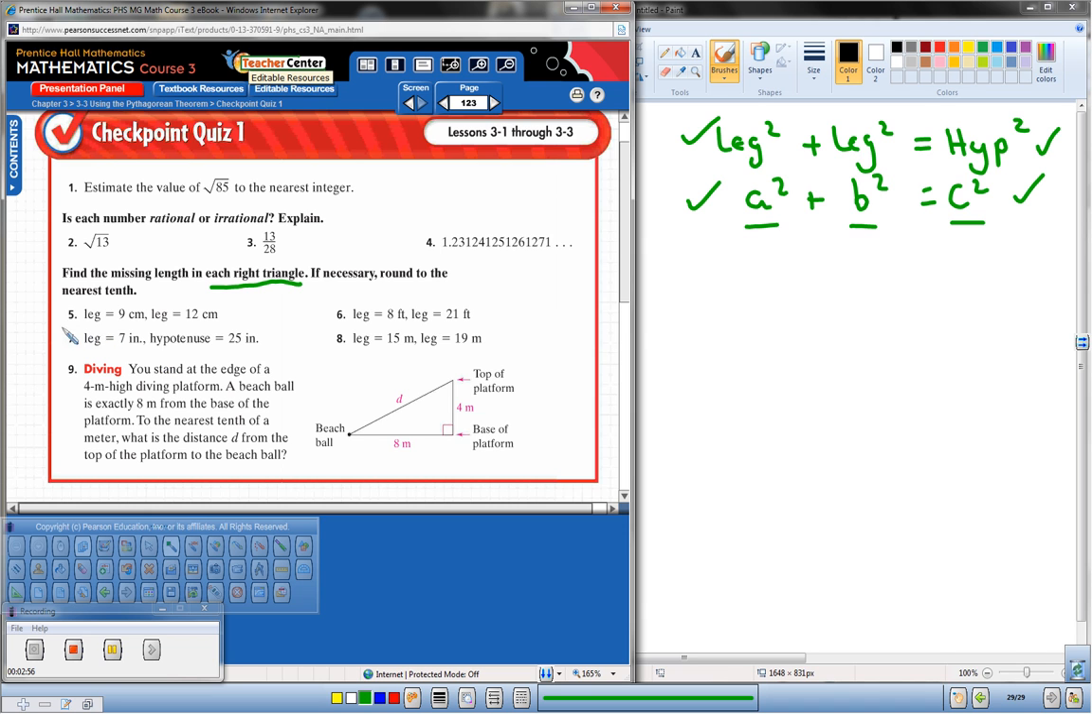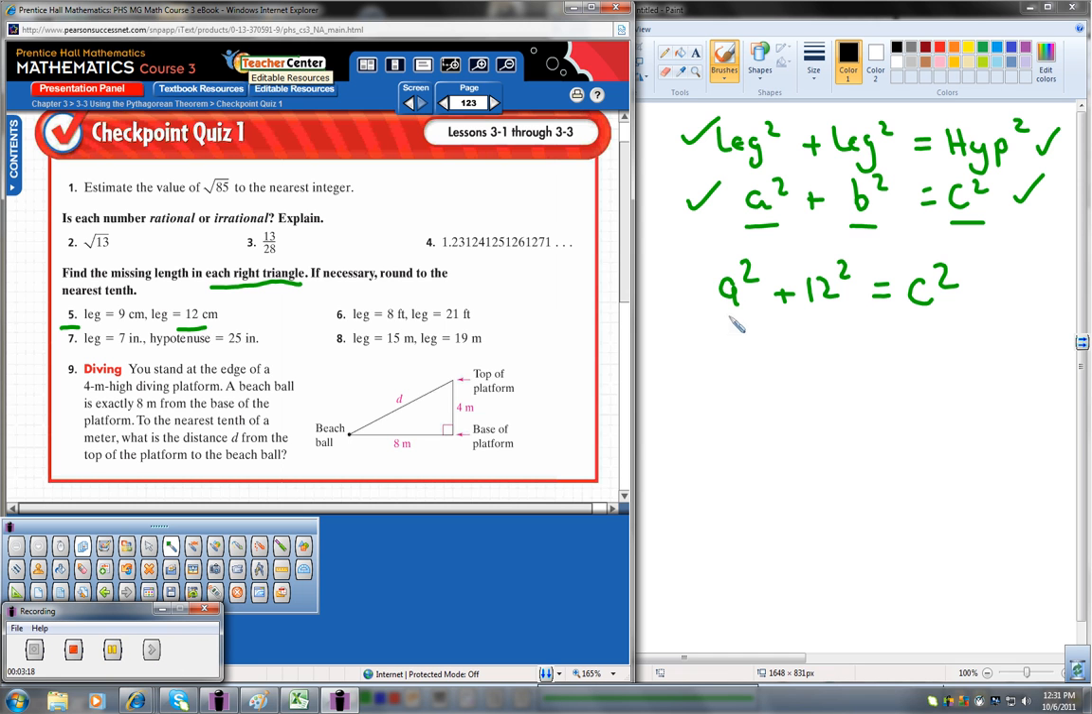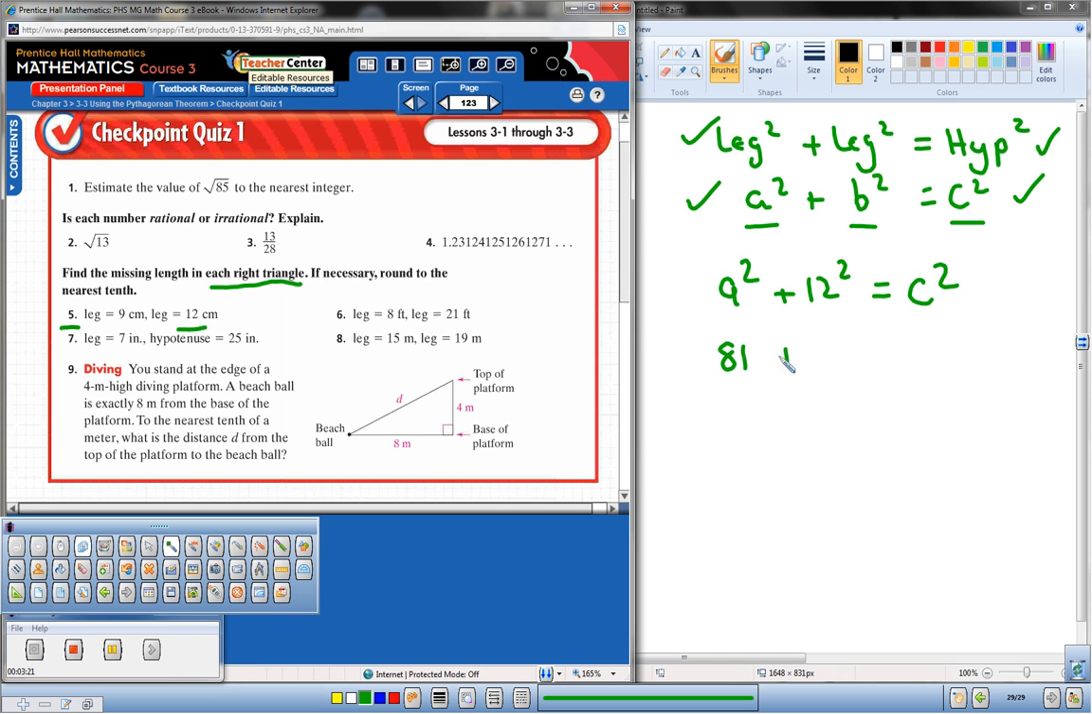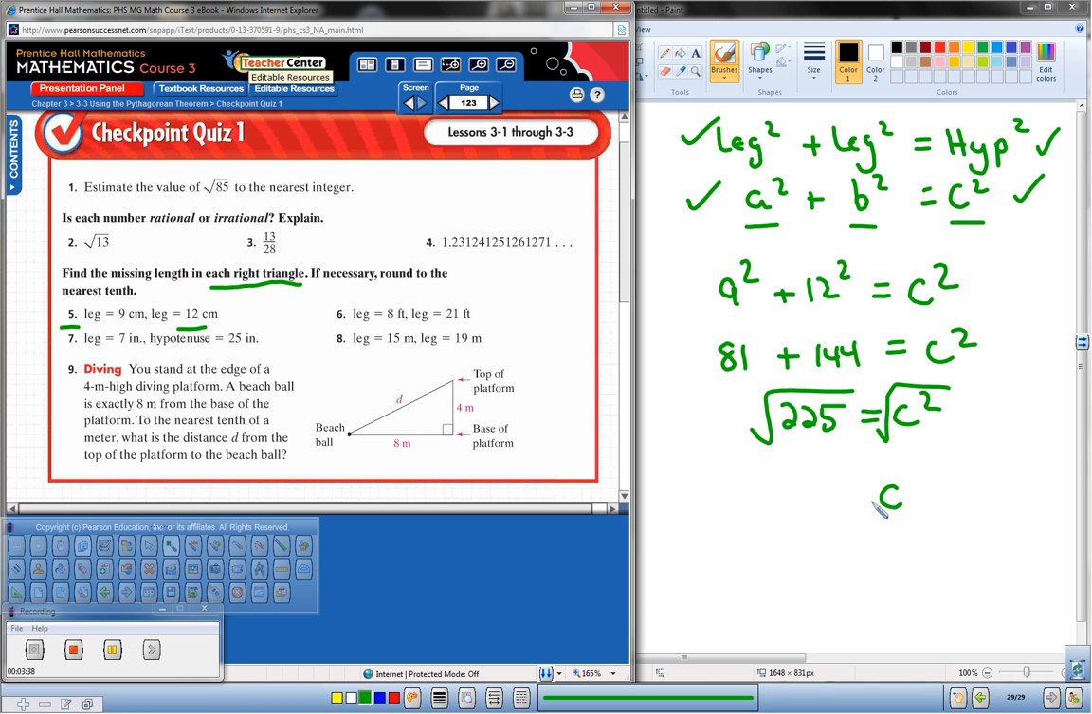So on the first problem, problem number 5, they give us the two legs, which are 9 and 12, and we're trying to find the missing side there, so that must be the hypotenuse, and we'll call that c squared. 9 squared, 81, plus 12 squared, 144, equaling c squared. Adding 81 and 144, that's 225, equaling c squared. Undoing the c squared, we'll take the square root of both sides, and that gives us the missing side c being 15.